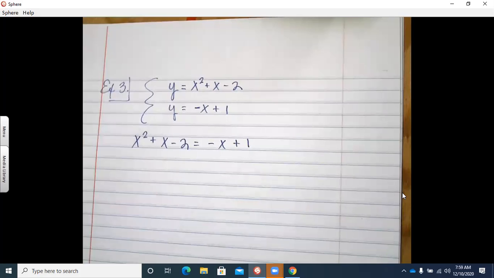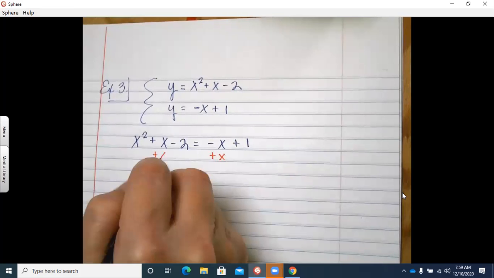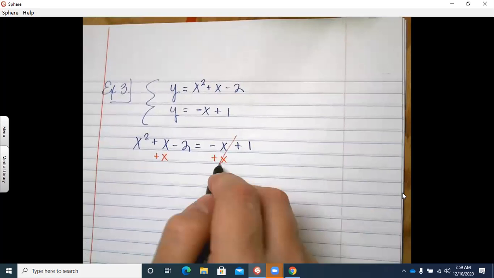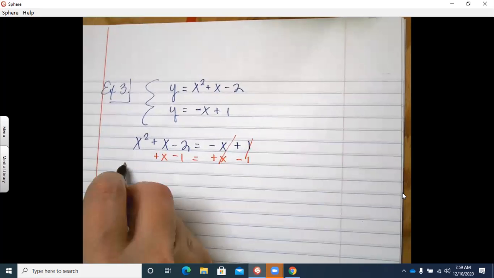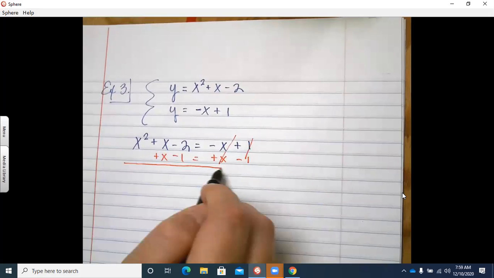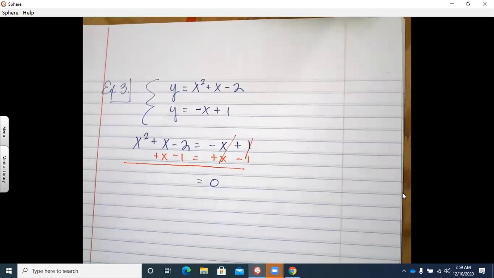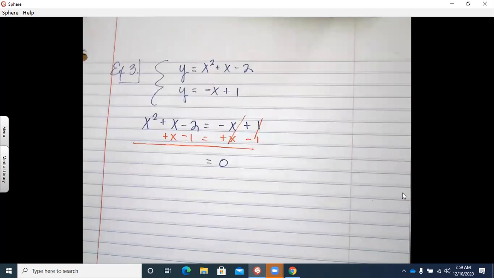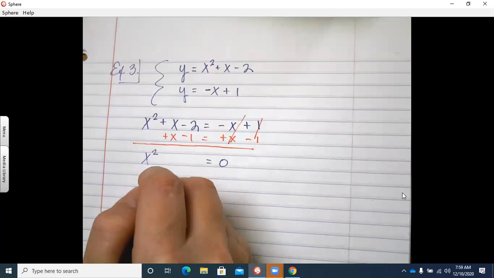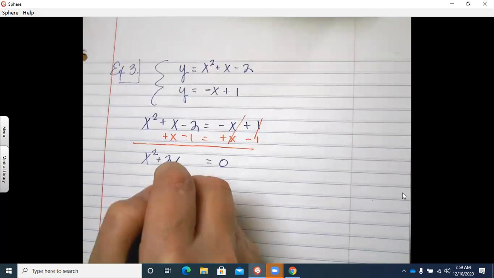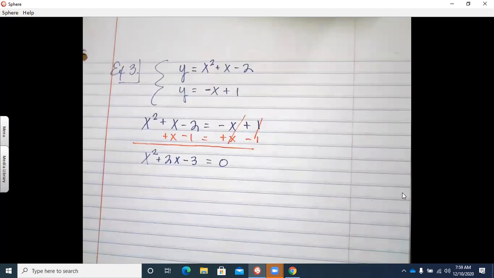So I'm going to add x to both sides. And so that'll cancel, and I'm going to subtract 1 from both sides. That way, on the right side of the equation, I will just have 0. On the left side, I have x squared. What is x plus x? 2x. And negative 2 minus 1? Negative 3.